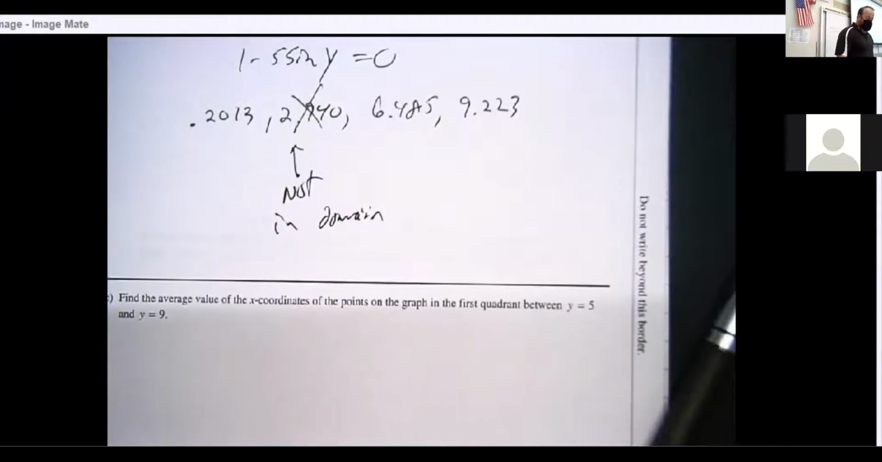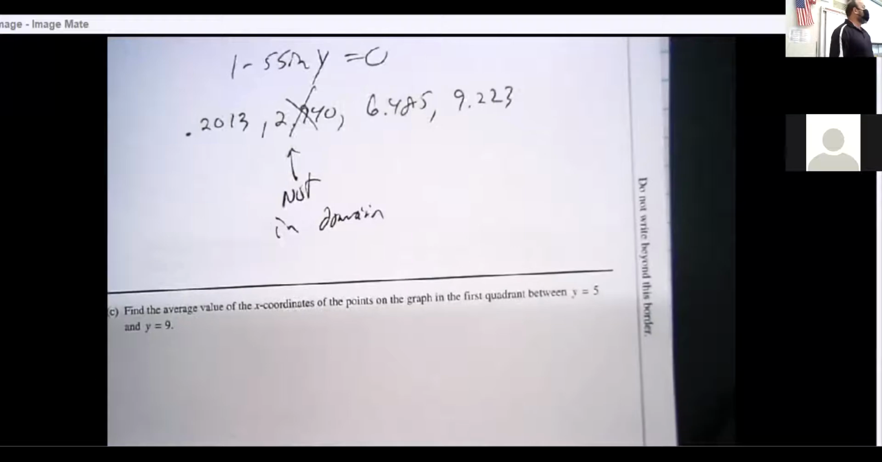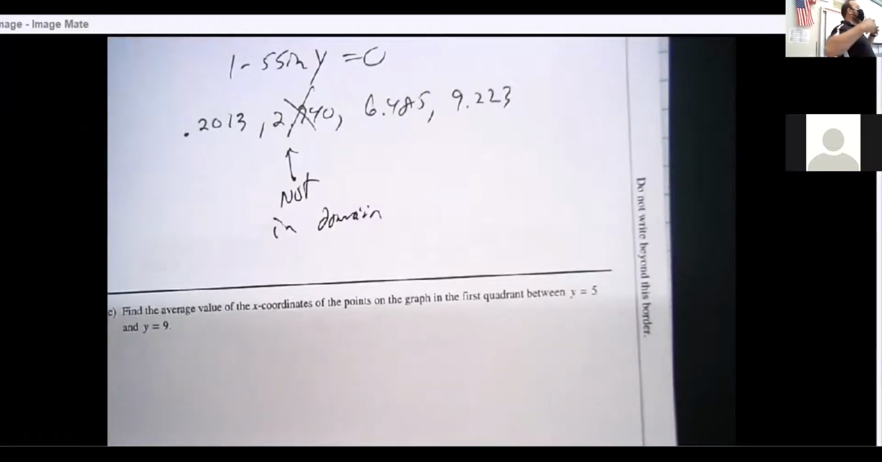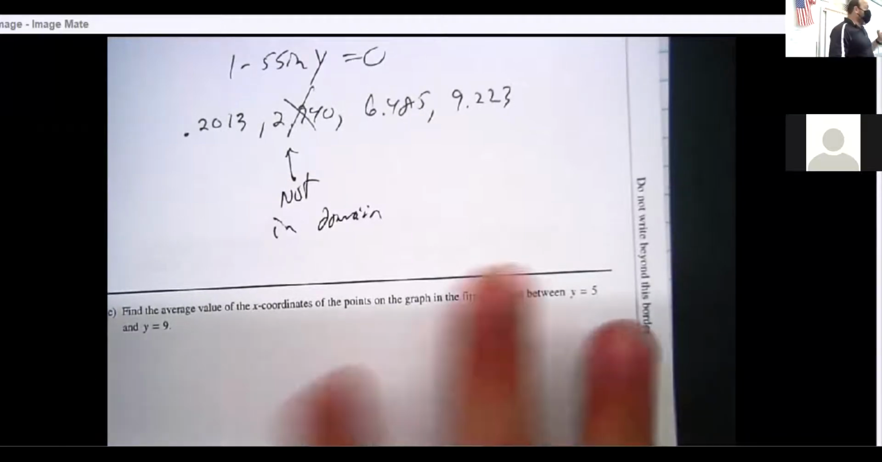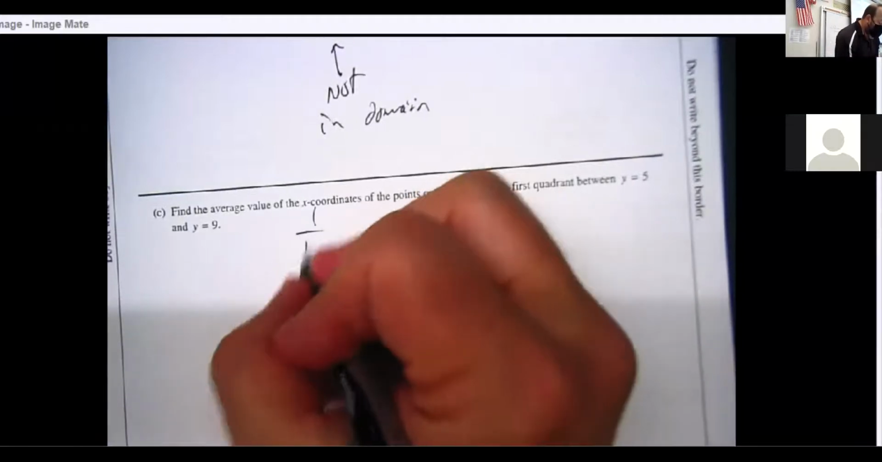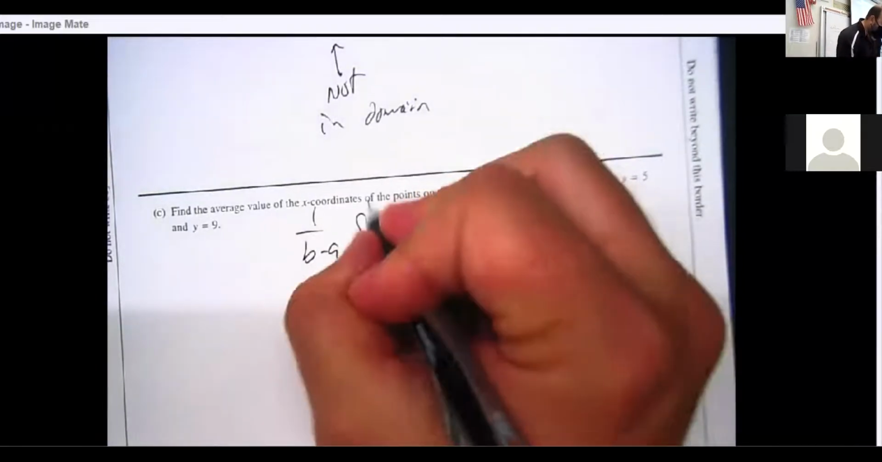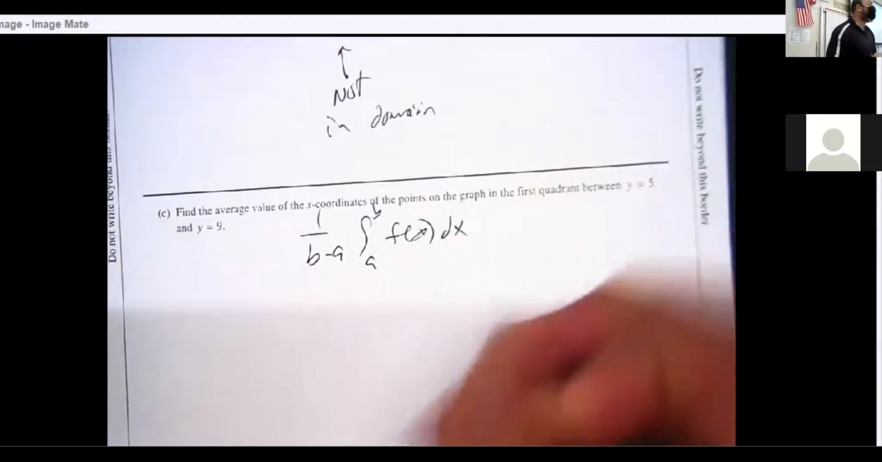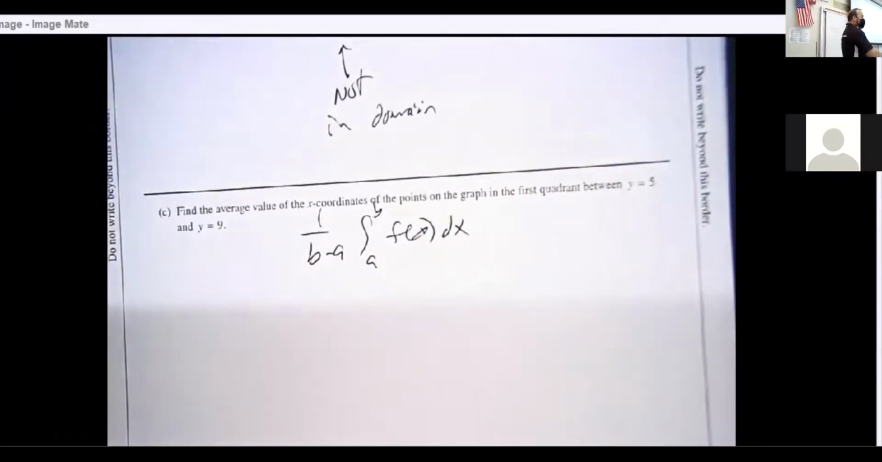And then the last one is, how do you find the average value? That is just like a neon sign: how do you find the average value? So there's a formula. The formula for the average value is 1 over b minus a, integral from a to b of f of x dx. This is the formula that we did back in the day.